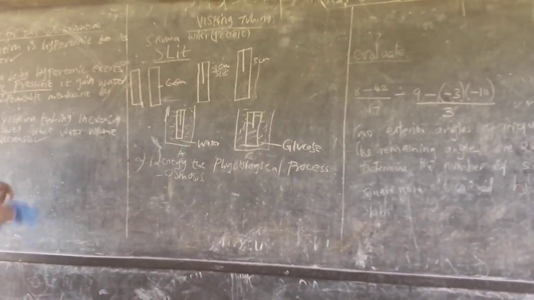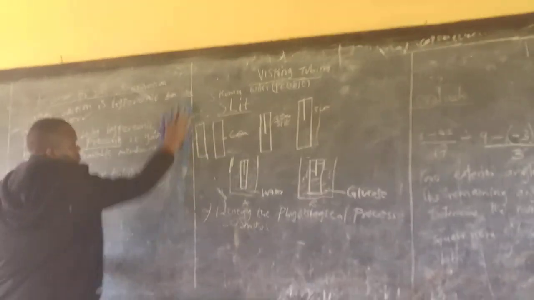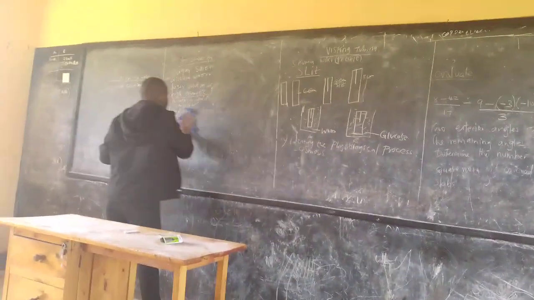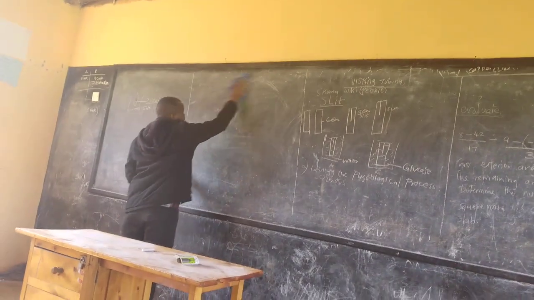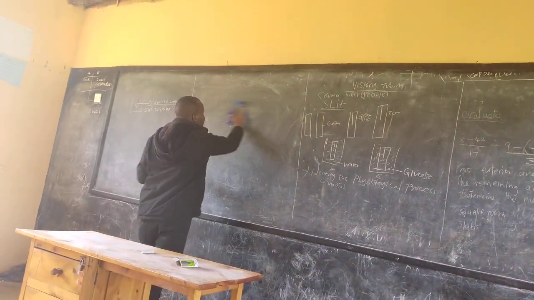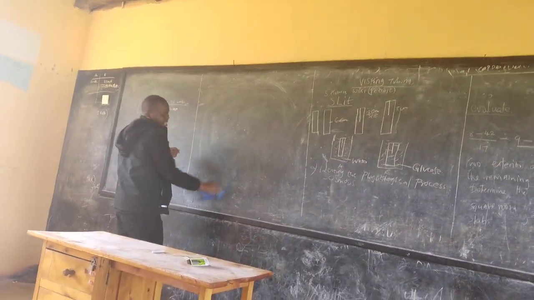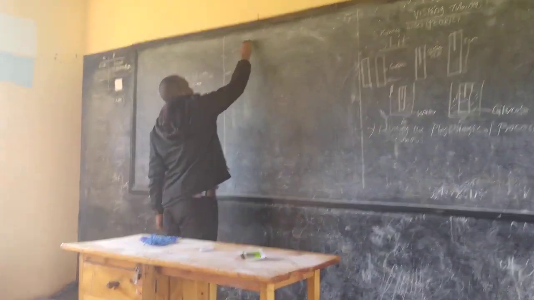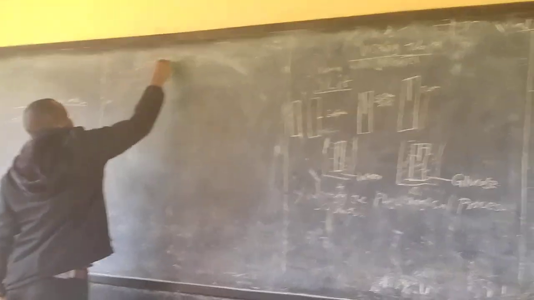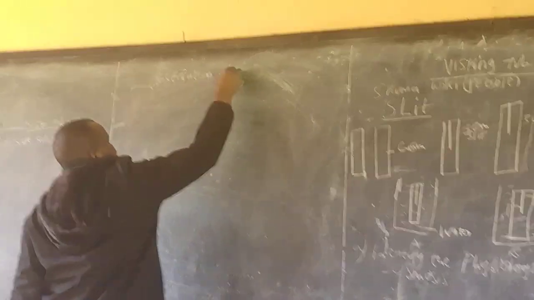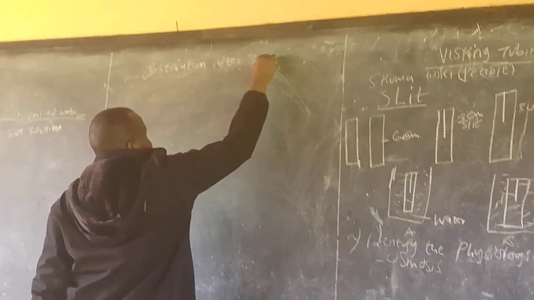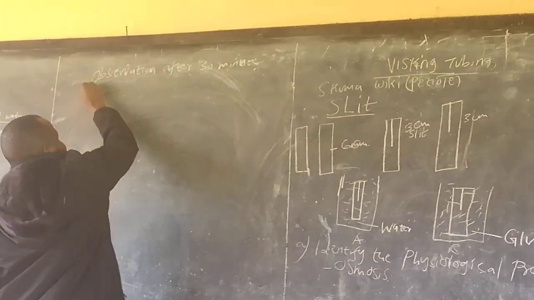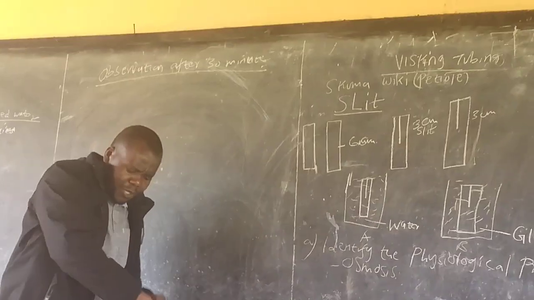What should be our second question? What was the observation made? Our second question should be observation. After how many minutes? 30. We do the osmosis experiment for at least 30 minutes. So we are saying observation after 30 minutes. Who will try to give me the observation?